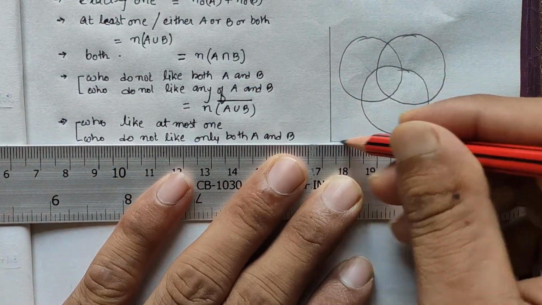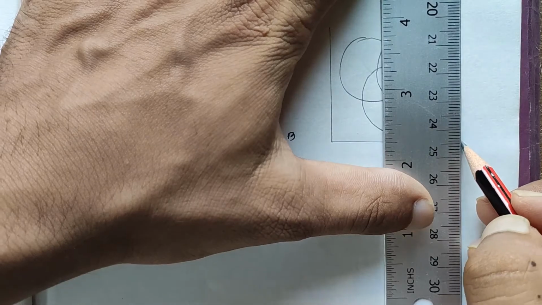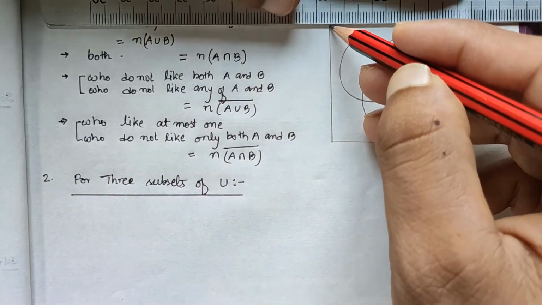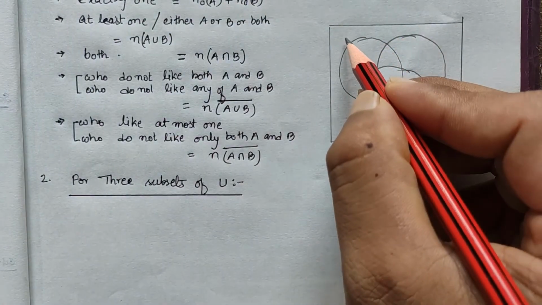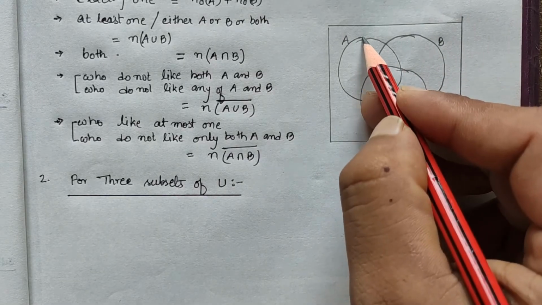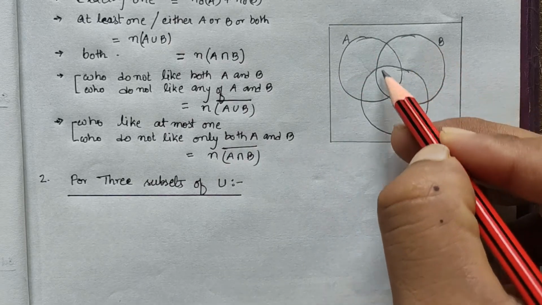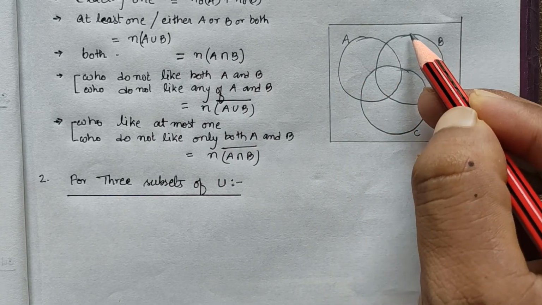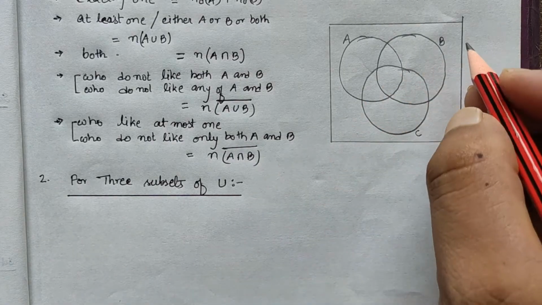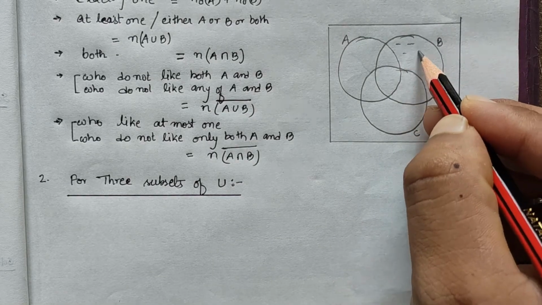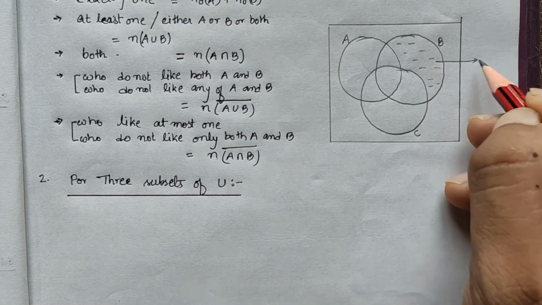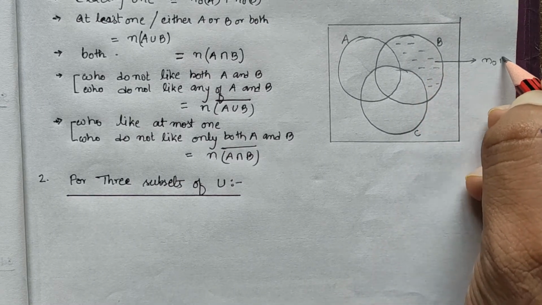And while drawing the rectangle outside them, you must be careful that this line does not touch the subsets. So we are taking three subsets, that is A, B, and this circle represents C. So A represents this circle, B represents this, set B, and this circle represents set C. Okay, so if I say this dotted part, then this is only and only B.